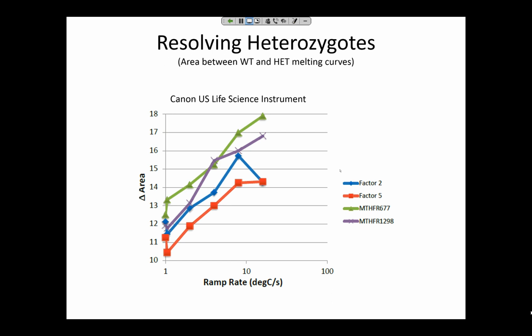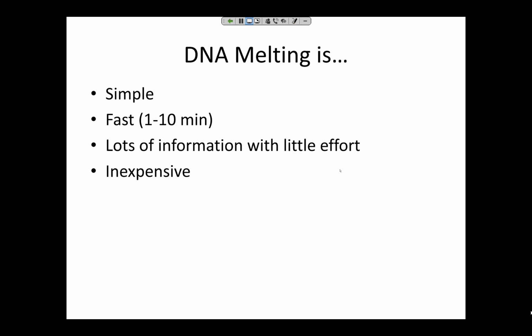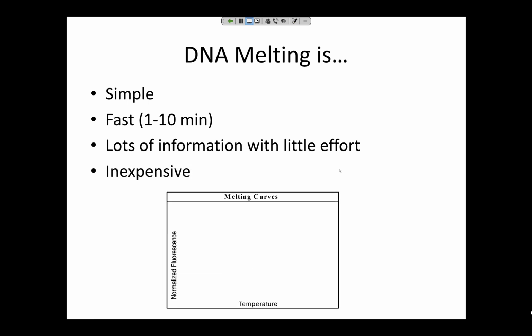Okay, in summary, DNA melting is simple. The only thing that's happening is those two strands are splitting apart. We're watching that either with dyes or with probes. It can and should be fast, although it's not always implemented quickly on today's real-time PCR instruments. There's lots of information here with little effort, and it's quite inexpensive. So there's our melting curve, just for you to observe at the end, a very simple process.